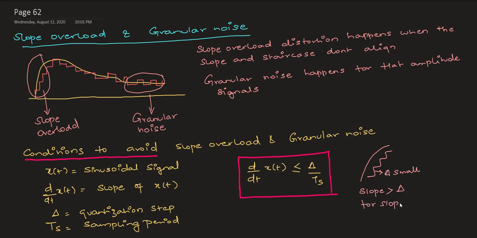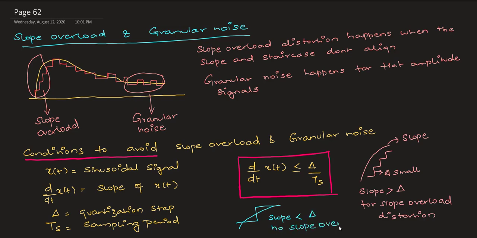But now this is also a vice versa case. When your step size is large, your granular noise is large. As you can see, granular noise happens on the flat region of your signal, and at the flat region of the signal you don't have much variation, so you need to have a step size as small as possible. Which means if you have a signal which has both a steep slope and a flat area, it's going to have both slope overload distortion and granular noise. And if you want to overcome the slope overload completely, then it will compromise on the granular noise. So granular noise will shoot up. So there is always a trade-off.